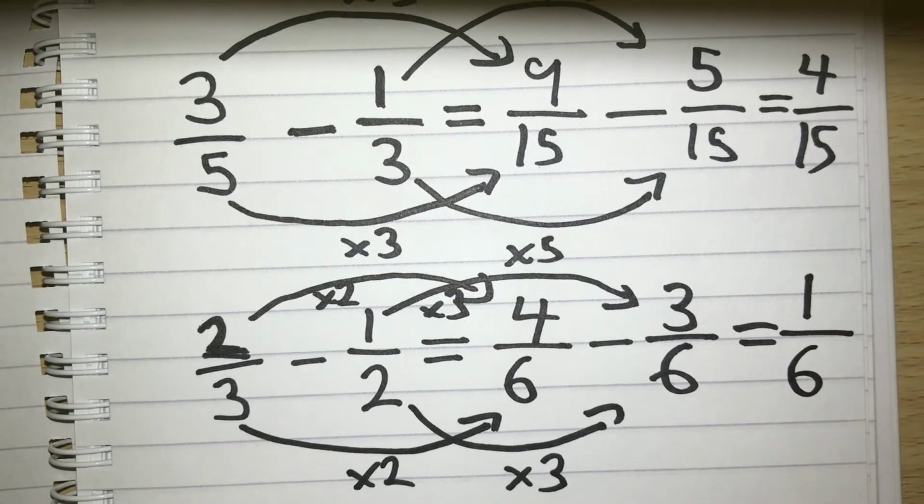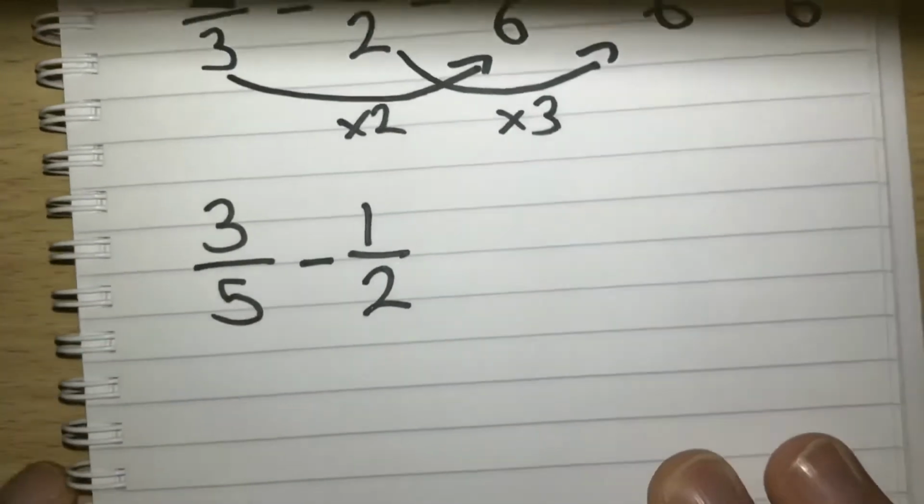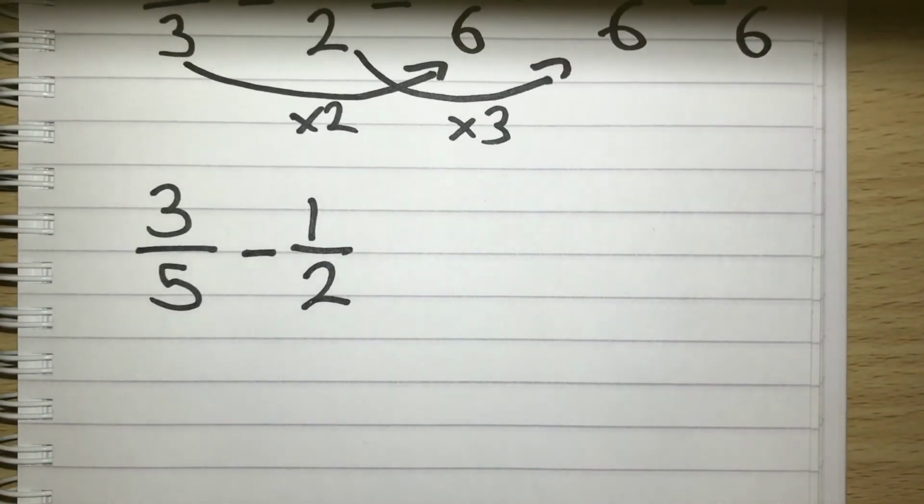Okay, now we'll look at a question that you can have a go at. So this question is 3/5 take away 1/2. If you'd like to pause the video now, have a go at this question, and I'll go through it in just a moment.